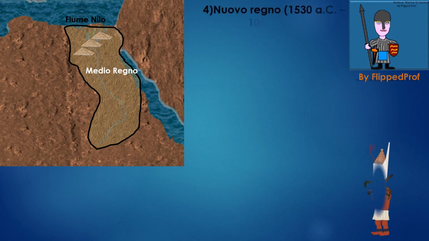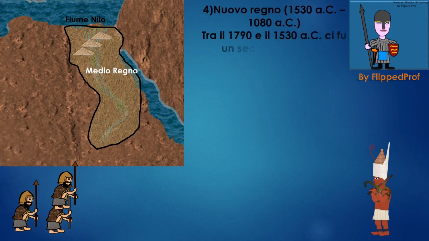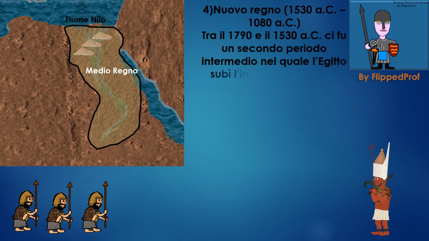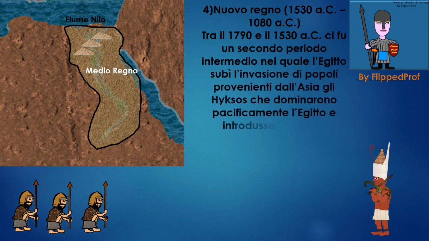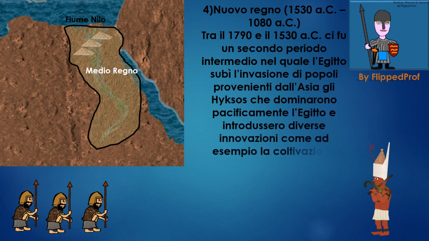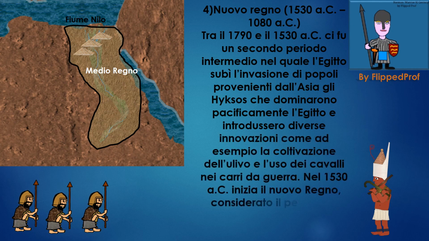And finally, the New Kingdom, 1530 BC. Between 1790 BC and 1530 BC there was a second intermediate period in which Egypt was invaded by peoples from Asia, the Hyksos, who ruled Egypt peacefully and introduced several innovations, such as the cultivation of olives and the use of horses in war chariots. In 1530 BC begins the New Kingdom, considered the heyday of Egyptian civilization.